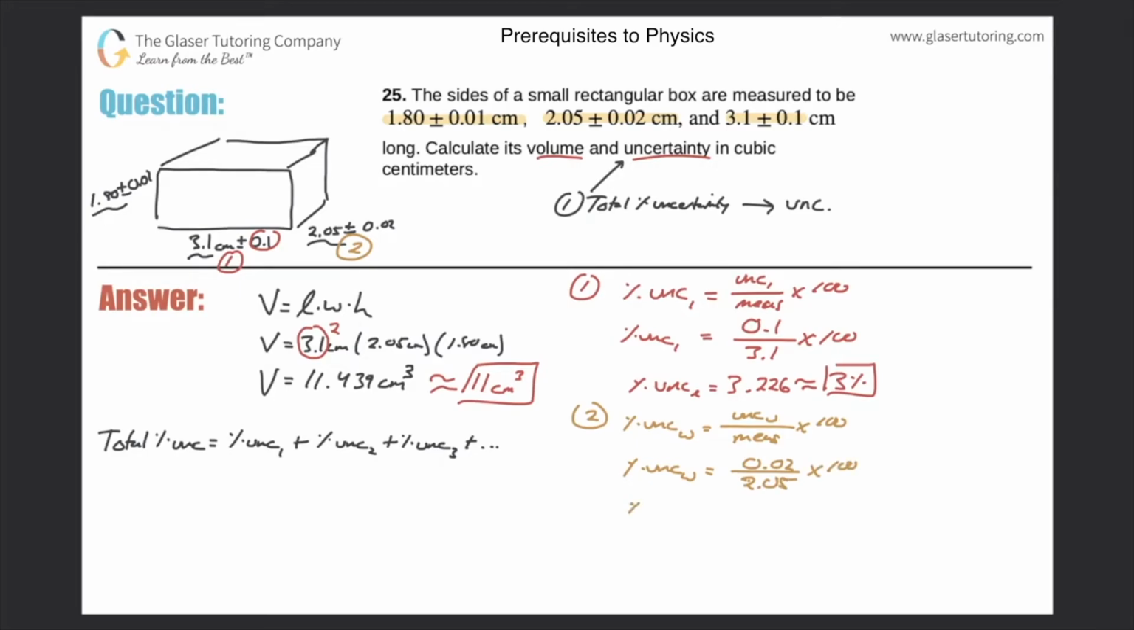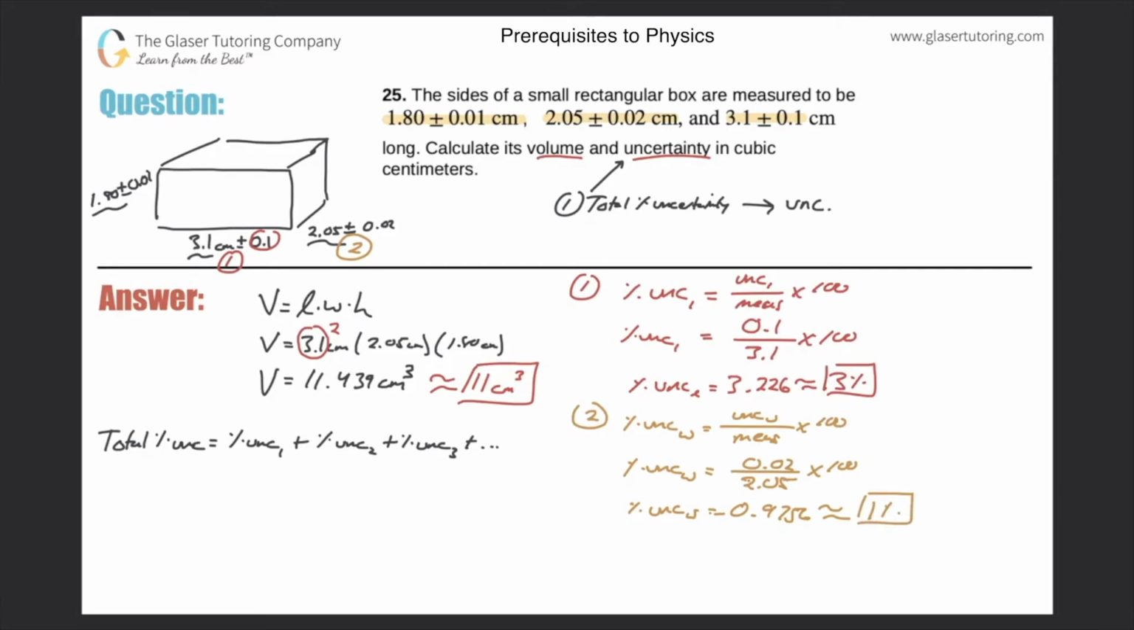So the percent uncertainty of the width is going to be equal to, let's plug that into the calculator, 0.02 divided by 2.05 times 100. And that comes out to a value of 0.9756. We're going to have to round that to one significant figure. So this actually rounds to a value of 1%. Okay, so far so good.